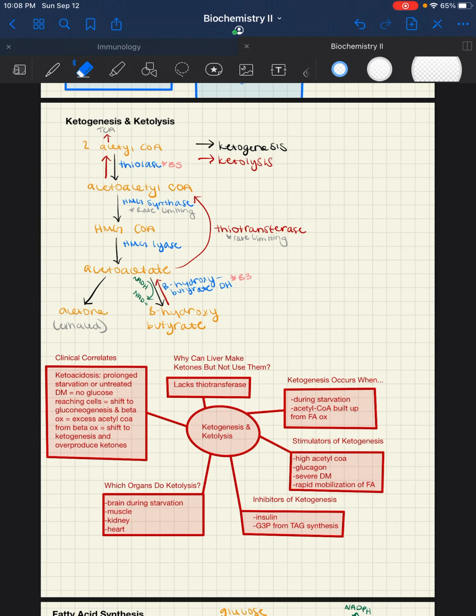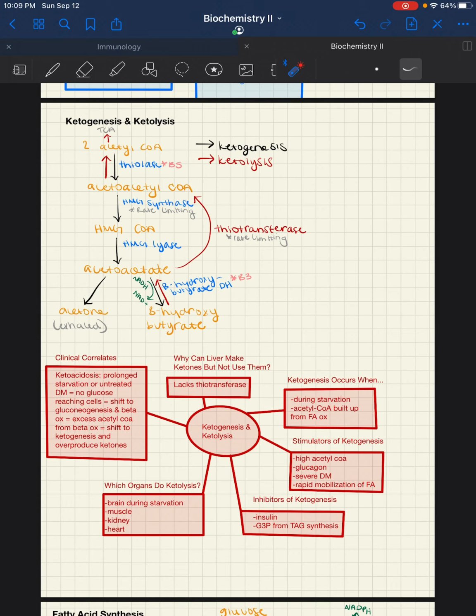I'm going to be talking about ketogenesis and ketolysis. So, ketogenesis is formation of ketones. This only occurs in the liver. The liver is the only organ that can make ketones from scratch.